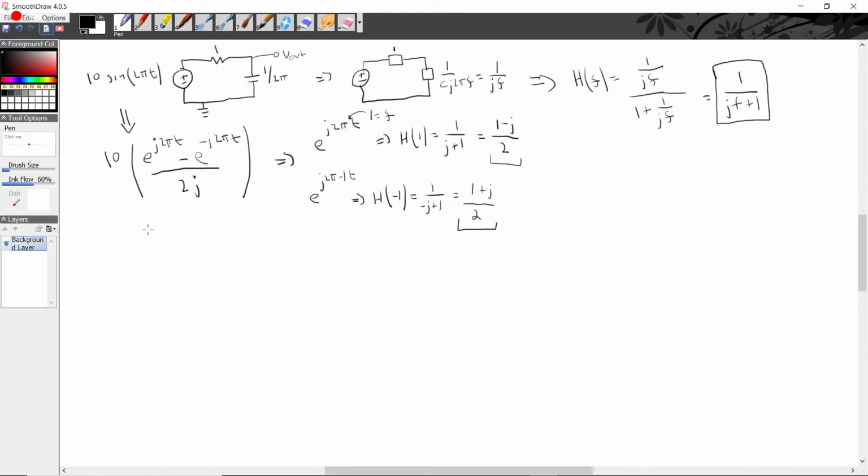So really all we need to do is take this formula, so I'm going to expand it out a little bit. So we have the 10 over 2j, just taking the constants here. And for the first complex exponential, we had this value, so the 1 minus j over 2, and multiply by the complex exponential. And we're going to add that to the other part up here.